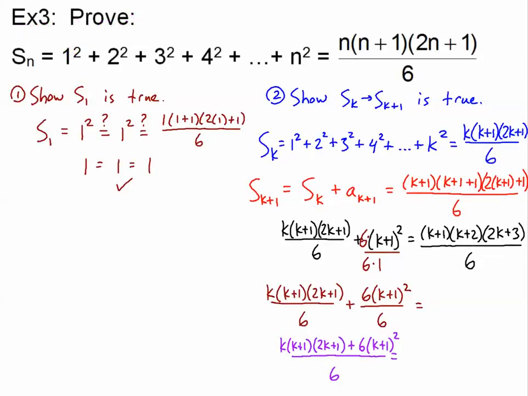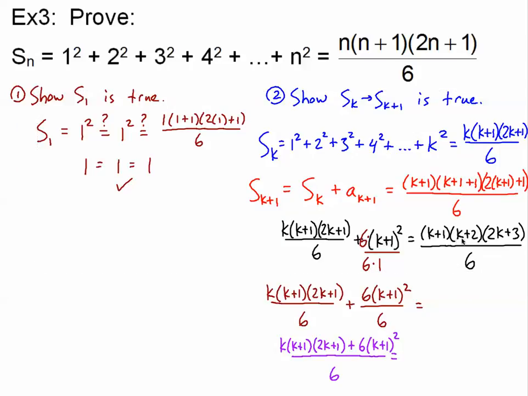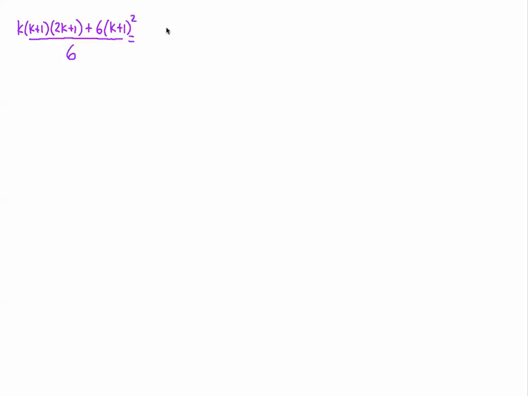It's supposed to be equal to, so that is right here. And let's see if I can, it's going to grab too much of it. K plus 1, K plus 2, 2K plus 3. Okay, we've got it. So this is supposed to be equal to K plus 1, K plus 2, and 2K plus 3 over 6. That's what we're shooting for.